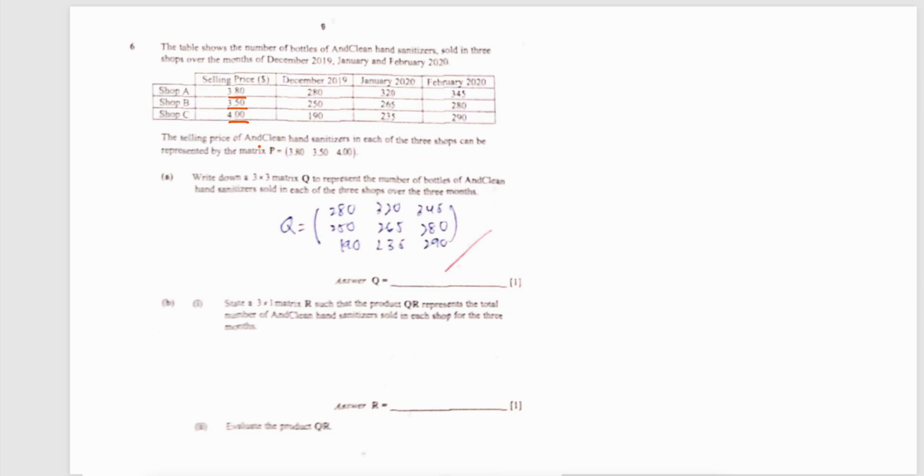Then over here it says the selling price of the clean hand sanitizer in each of the 3 shops can be represented by a matrix P. So this is the matrix they represent. Can you see they pick the 380 from here, the 350 from here, and the $4 from here. In a way, this matrix is called the price matrix in this question. So the price is 380, 350, and then $4.